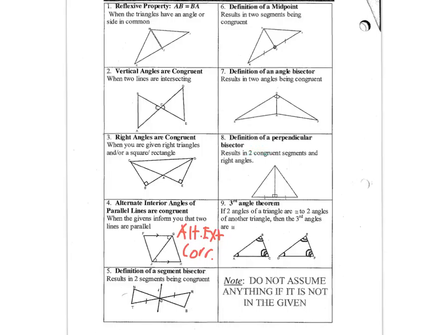Definition of a perpendicular bisector, we probably won't really use at all because it sort of combines two. It combines segment bisector and that right angles are congruent. So I suggest using right angles are congruent and segment bisector instead of just saying perpendicular bisector. And finally, third angle theorem. If you know that two of the angles are congruent, then you know that the third angle is automatically congruent. And that's known as the third angle theorem.